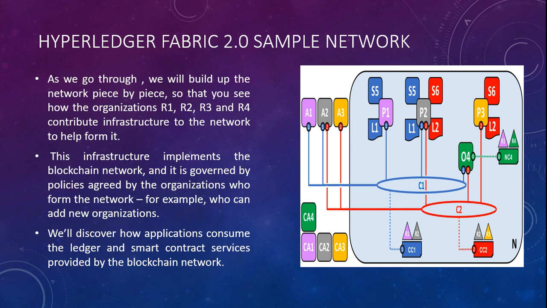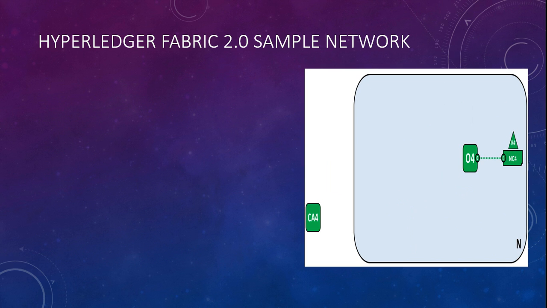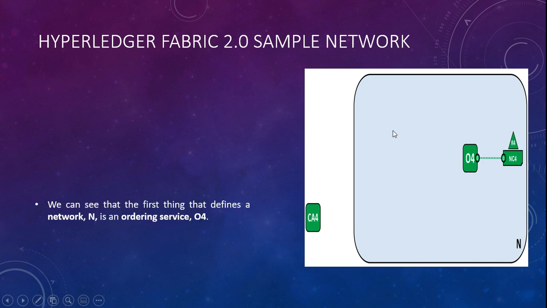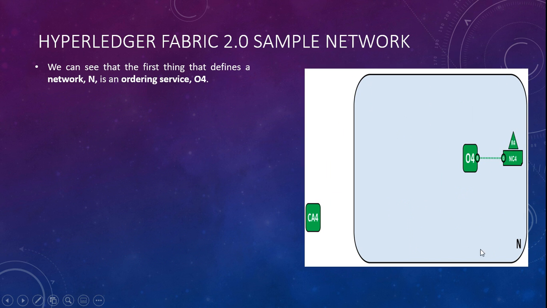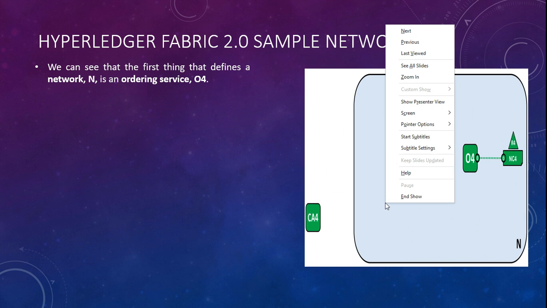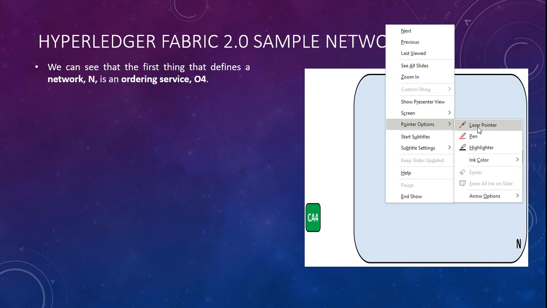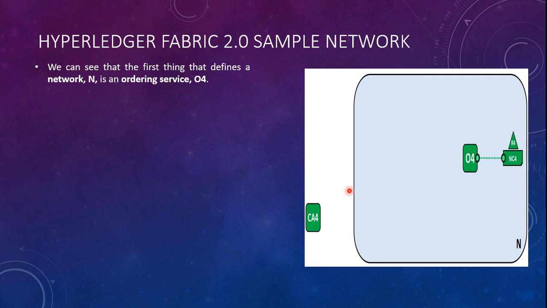So let's have a look at how the sample network is developed from scratch. What we have here is a network N. So we have this whole quadrilateral that is shown as the network, and the network is named N here.